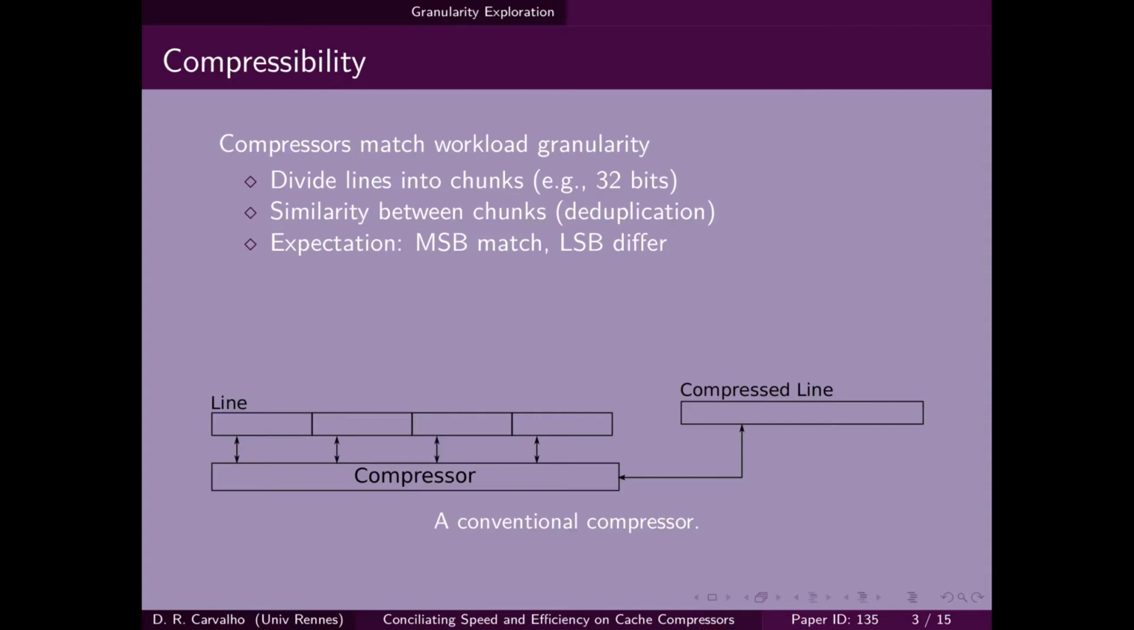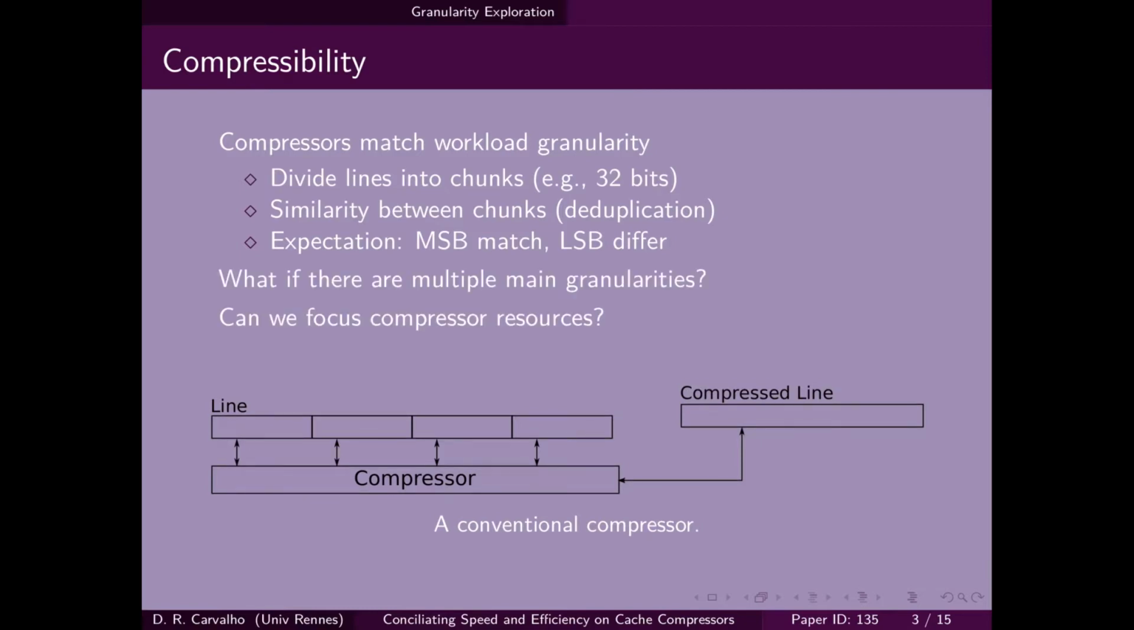Cache compressors typically match the workload's granularity, so they divide the lines into chunks and parse those chunks sequentially. These chunks are 32-bit long, and they are scanned for similarity between them. This is called deduplication. The expectation is the MSB of chunks are going to match, and the LSB are going to probably differ. However, what if there are multiple main granularities?